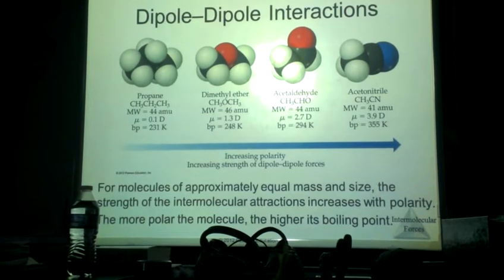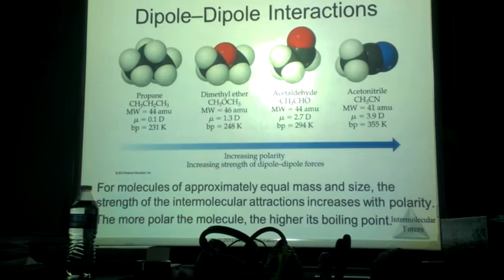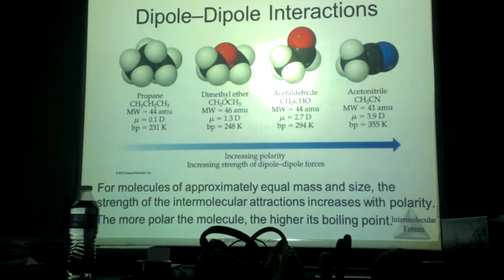So if I'm thinking about equal mass and equal size, I'm going to look at the strength of intermolecular attractions based on polarity, okay? So the more polar the molecule, the higher its boiling point is going to be. And I want you to think about why. If we go back to the London dispersion forces, if I have stronger attractions, it's going to take a lot more energy to overcome those attractions.